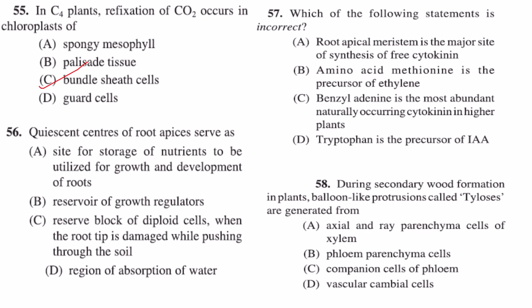Quiescent centers of root epiphysis serve as. The answer is option C, that is reserve block of diploid cells when the root tip is damaged while pushing through the soil. That is the answer.